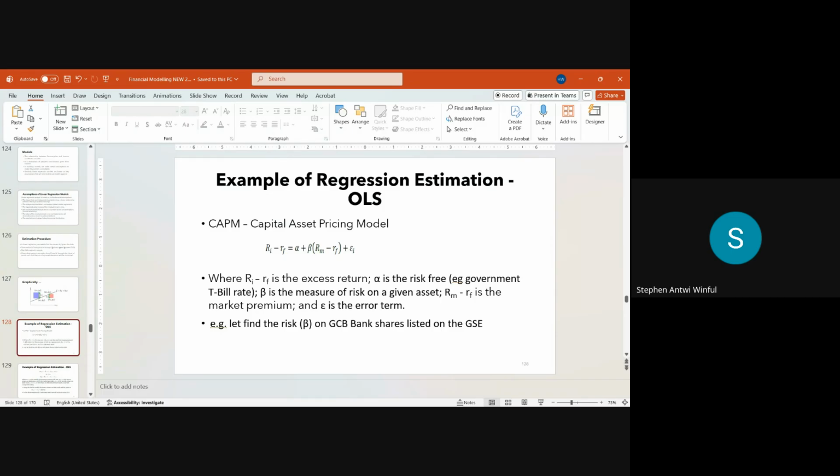In this case, you're going to use the GCB Bank shares as an example. We want to see the risk of holding a GCB asset. The risk of the returns of holding a GCB asset. So we want to use this model to try and estimate the risk of holding the GCB asset or stocks on the Ghana Stock Exchange. And then in this context, our risk-free rate, we are using the Treasury bill.